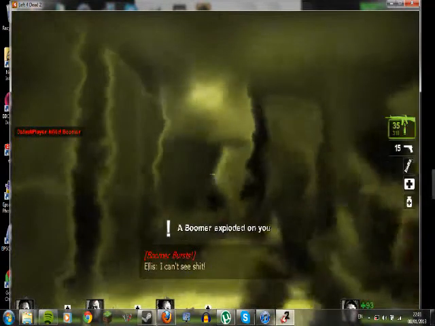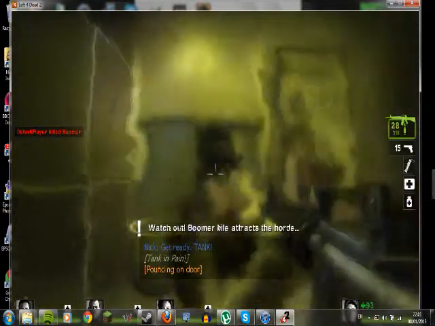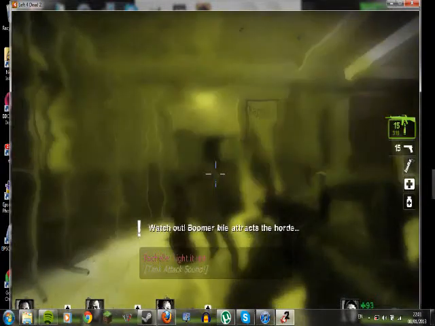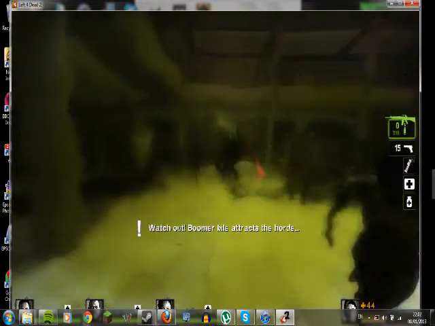Smoker. Boomer. Oh god, and I'm covered in Boomer bile. So yeah, I'm gonna be getting a lot of zombies. Oh, and there's a tank. Great. Right, so I'm probably gonna get knocked over. All that.